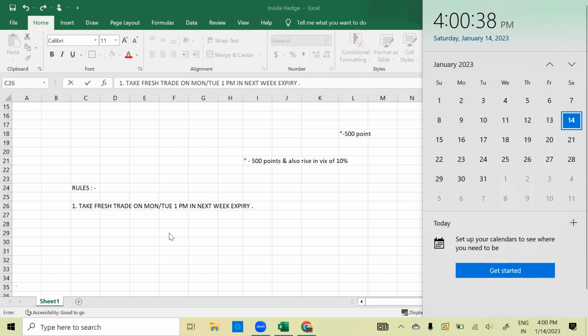And if you do it in the present week, the only problem is you get too many spikes, so too many adjustments. So inside hedge will not work that much better in present week.